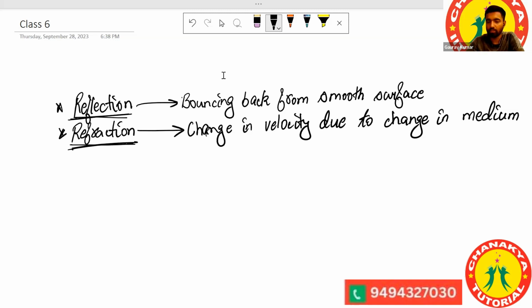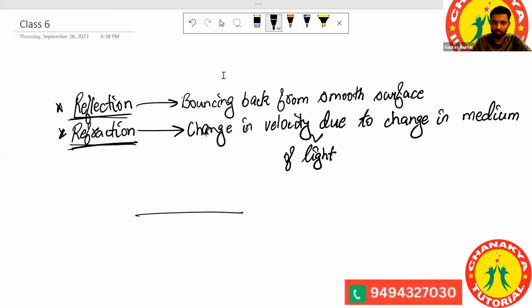What you observe in a mirror is the reflection image of yourself. Like when you look into a mirror, you see reflection of yourself, and there is refraction. Refraction is there is change in velocity of light due to change in medium.